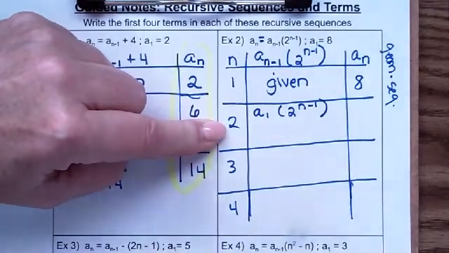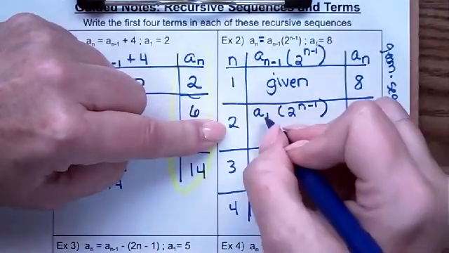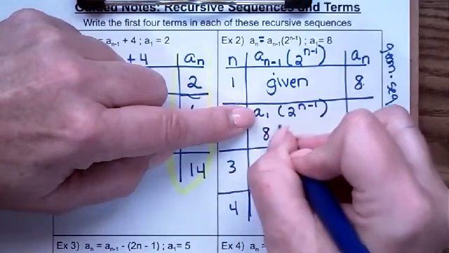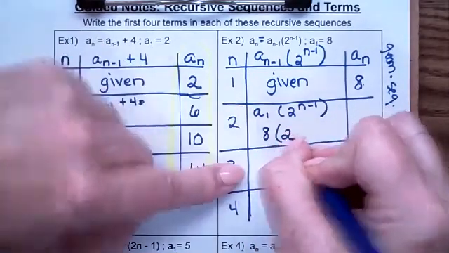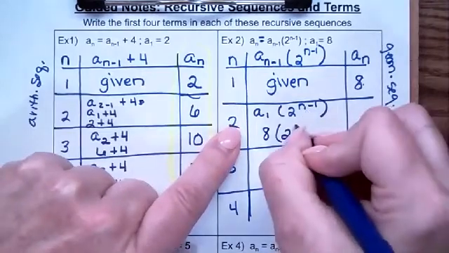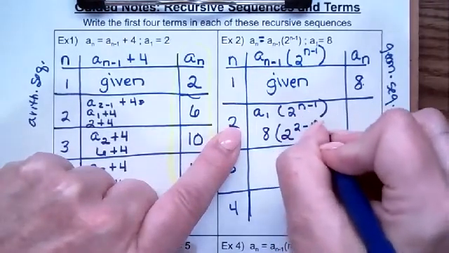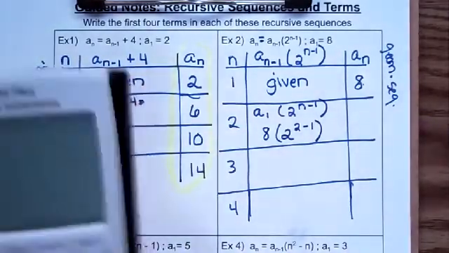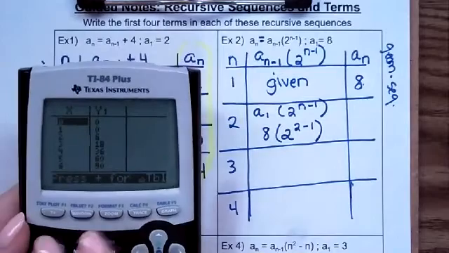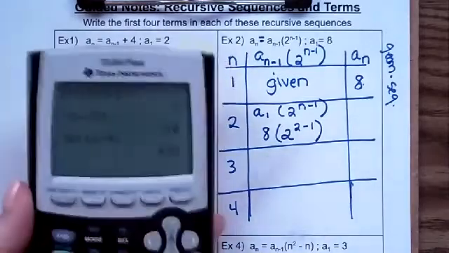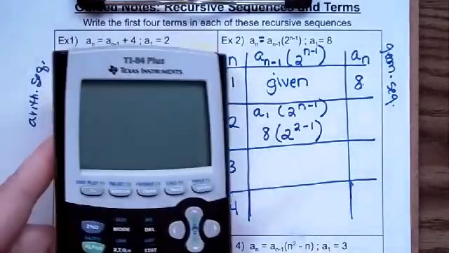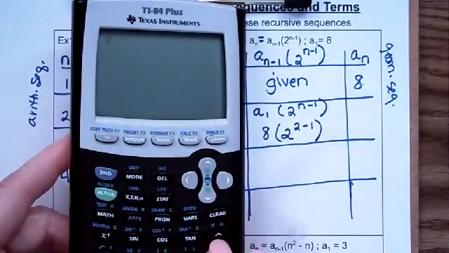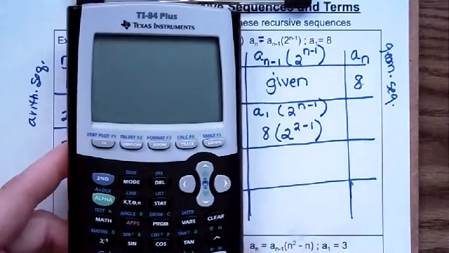Okay, so what my work is going to be, we'll see A sub 1, just substitute, that's 8. And then 2, now my N here is 2, isn't it? So 2 minus 1. Now once I get right here, I can actually put this into my calculator. Okay, I'll get my calculator right here ready. Remember where our exponent key is. It's that caret key right here, right above the divide sign.